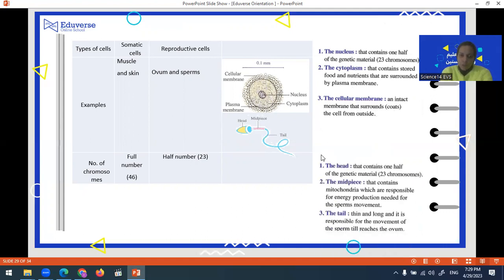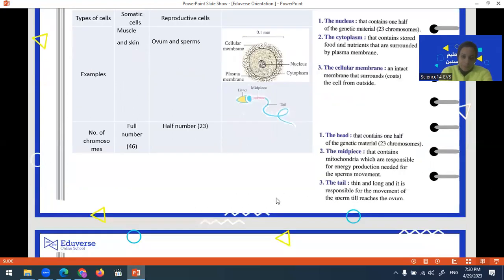What about the structure of the sperm? The head contains one half of the genetic material, 23 chromosomes. The midpiece contains the mitochondria, which is responsible for the energy production needed for the sperm to be a mobile cell. The tail is thin and long, and it is responsible for the movement of the sperm till it reaches the ovum.